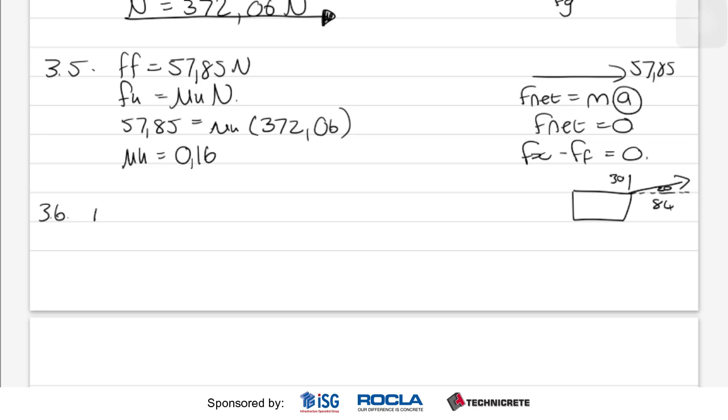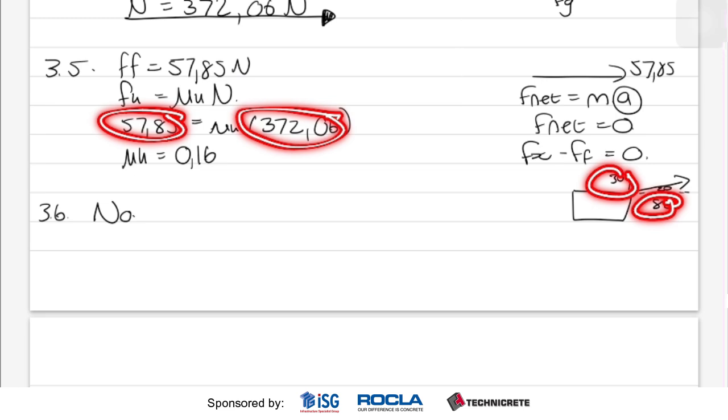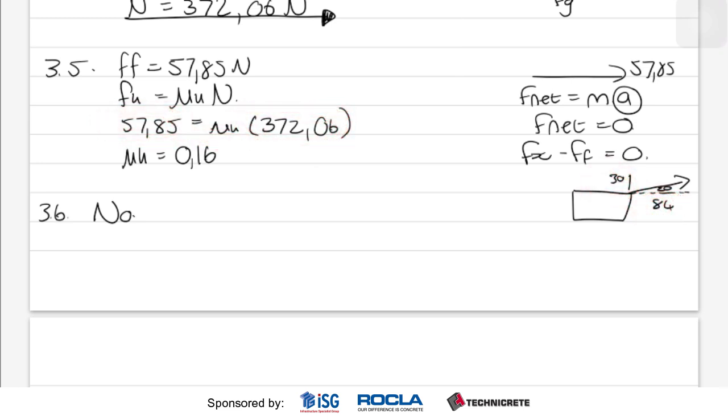But the question specifically says, will the coefficient of kinetic friction change? And the answer is always no. The coefficient of kinetic friction is not dependent on any other force. The coefficient of kinetic friction is dependent on the surface you're working with. So yes, the applied force will impact these components, and every other part of your equation will be impacted, but this remains the same because that is dependent on the surface, not the forces being applied. So the answer for 3.6 is no.